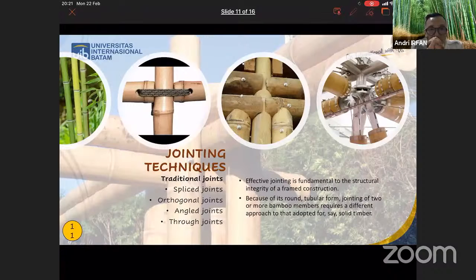The first is that effective jointing is fundamental to the structural integrity of frame construction. Furthermore, the sustainability of a material for use in framing is largely dependent upon the ease with which joints can be formed. And second, because of its rod, tubular form, jointing of two or more bamboo members requires a different approach to that adopted for, say, solid timber.